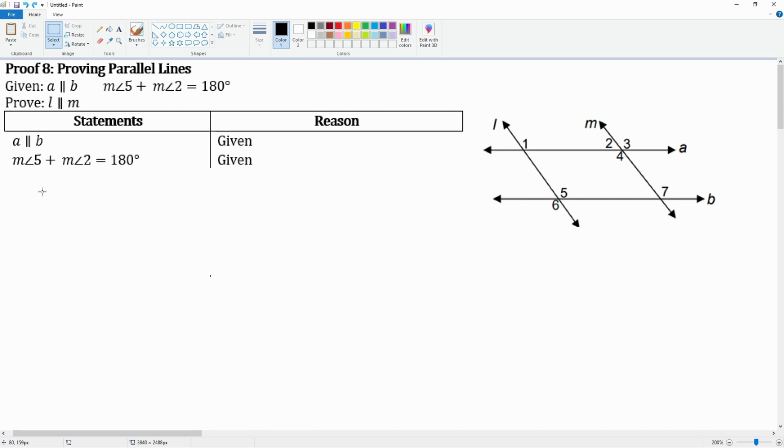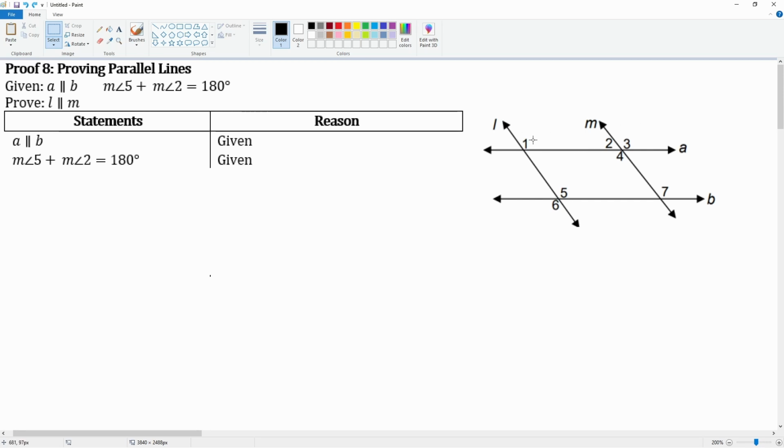All right. The fact that we have the measurements here, maybe we want to work with some angle measurements, okay? We have A and B being parallel, so I can use anything that I want. Well, notice that in the end, I want L is parallel to M.